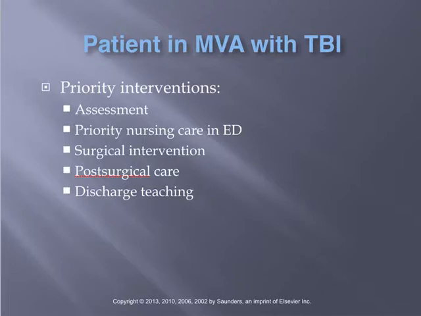So if you have a patient in a motor vehicle accident with a traumatic brain injury, what are our priority interventions? Well, we're going to start with assessment, and it's going to be your ABCs. We're going to monitor vital signs for stability. If we see increased blood pressure and slower pulse and respiratory rate, we're going to think Cushing's triad and consider that they are developing increased intracranial pressure.